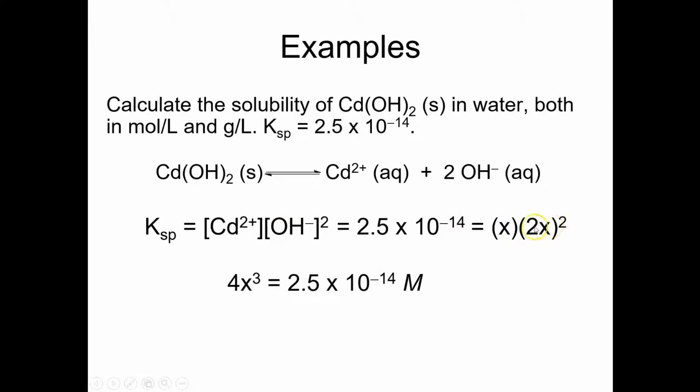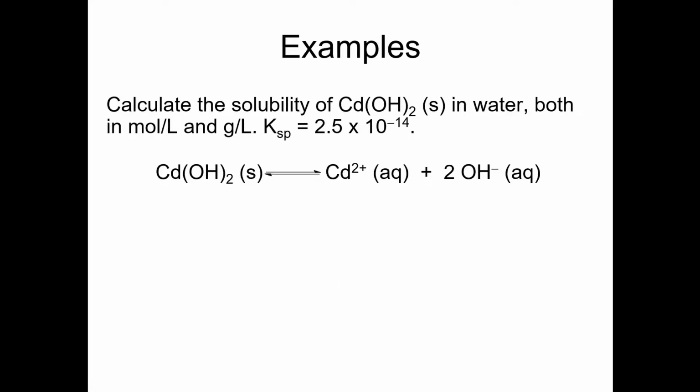And therefore, the Ksp value of 2.5 times 10 to the minus 14, whereas for silver chloride, Ksp was simply equal to X squared. Now for cadmium hydroxide, Ksp is actually equal to 4X cubed. When I solve that for X, I get that X is equal to 1.8 times 10 to the minus fifth molar. Now this brings up an interesting little point, and I want to delve into this just a little bit.